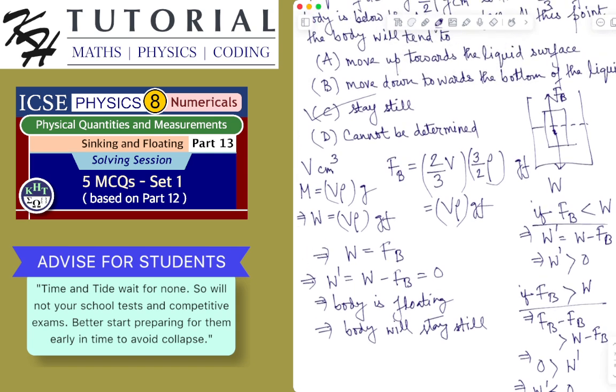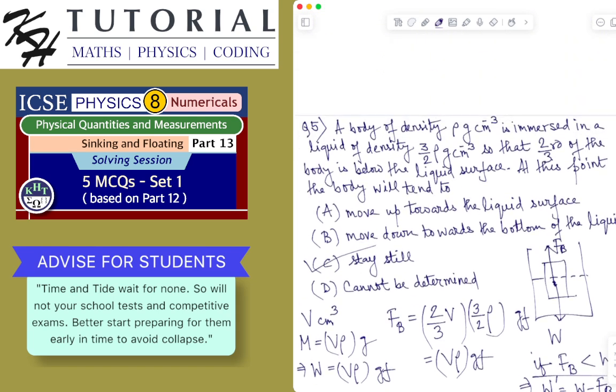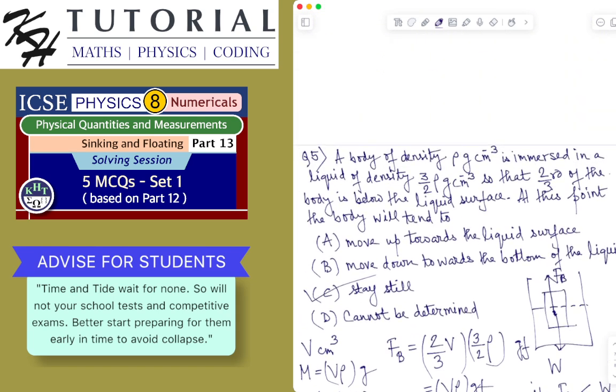So with this, it comes to an end in solving 5 multiple choice questions based on the Archimedes principle, that is the apparent weight of a body when it is immersed in a liquid based on the densities, which I discussed in the previous video, that is part 12. I hope that solving this problem will give you a good clarity about the Archimedes principle.